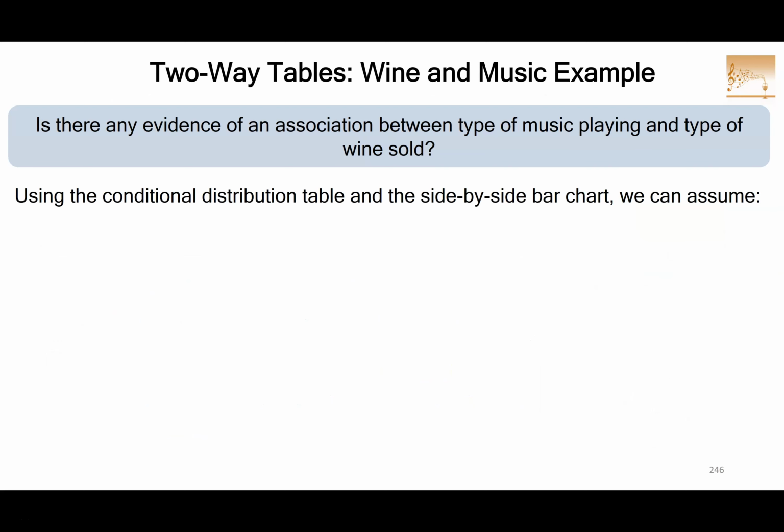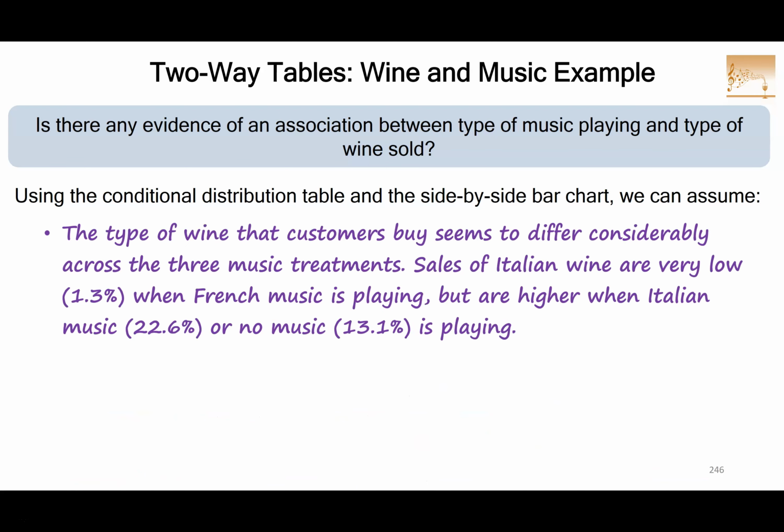So, two-way tables. Still on our wine and music example, we want to note: is there evidence of an association between the type of music playing and the type of wine sold? We want to use a combination of the table and the side-by-side bar chart. Looking here, the type of wine that customers buy seems to be considerably affected by the music that's playing.